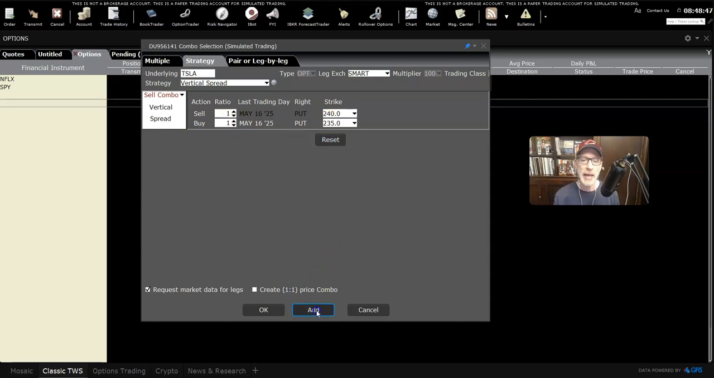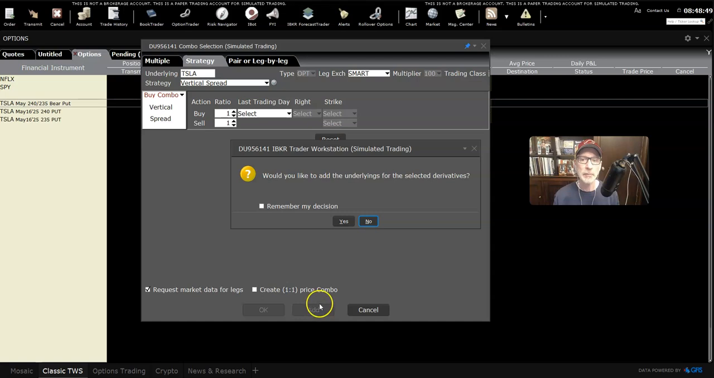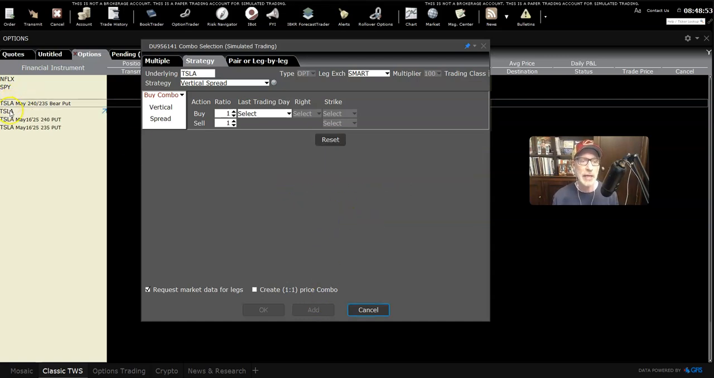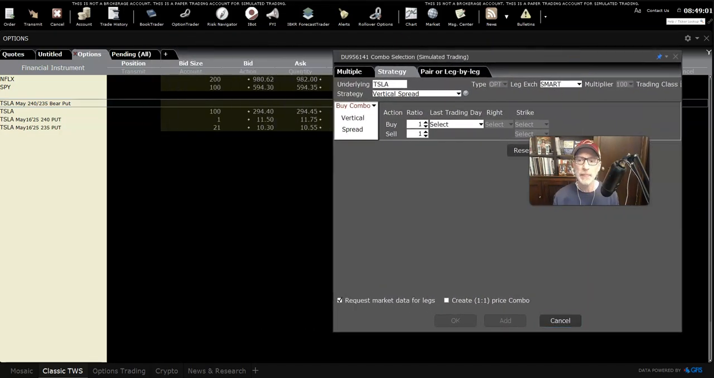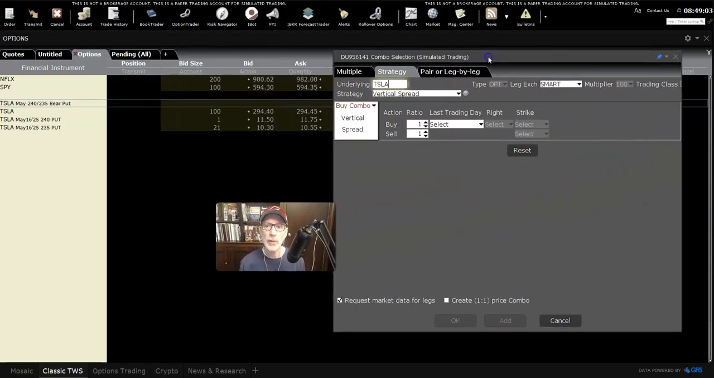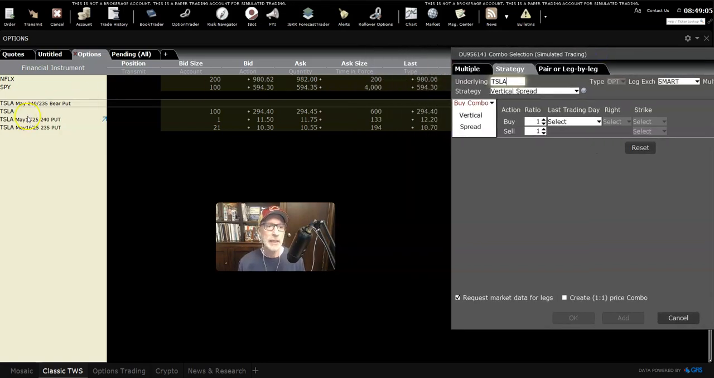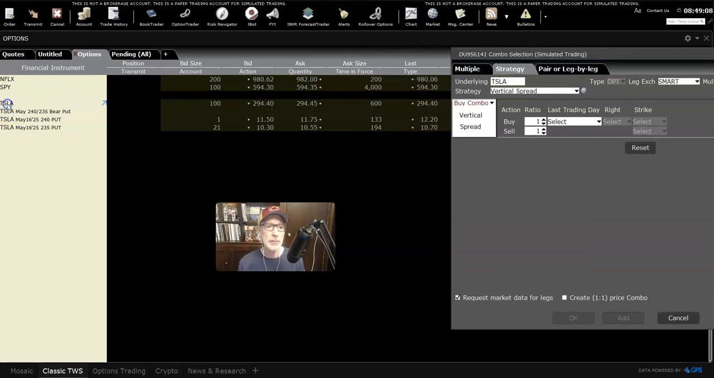And you click on add, and it asks, would you like to add the underlying? Yes, we want to have the Tesla stock price in there as well. Okay, so it added in here. Let me move the screen over here. So now you have the Tesla stock price. It closed in the aftermarket at $294 and change. Here's how it went out.